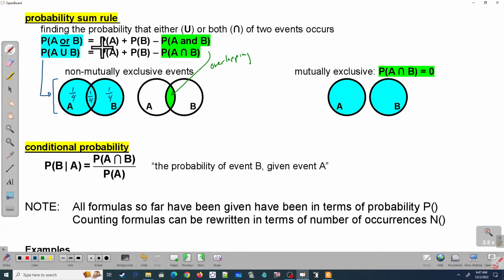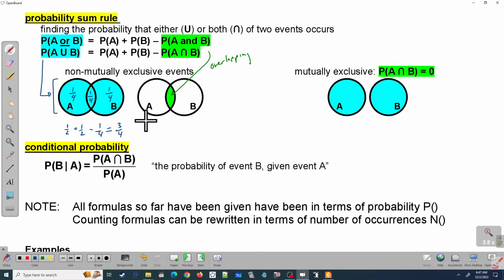But if I actually did the math up here, the probability of A would actually have been 1/2 because it's 1/4 plus 1/4. The probability of B would actually be 1/2, and 1/2 plus 1/2 means it's 1, and that's not the correct answer. The reason for that is I've double counted the 1/4, so what I would want to do is subtract the 1/4 that was double counted, and that's how I would get my 3/4.